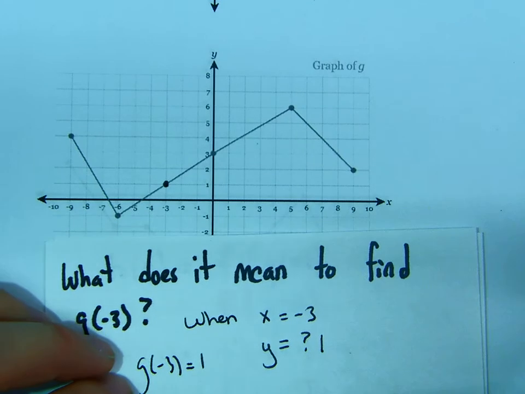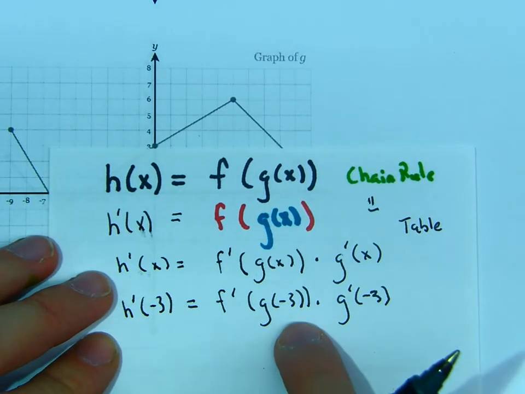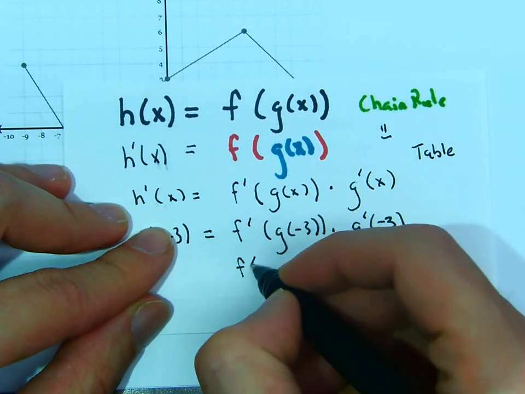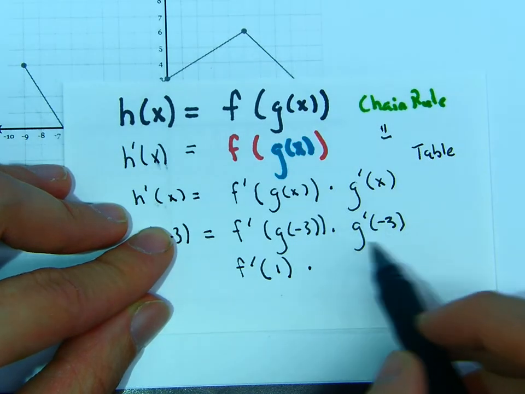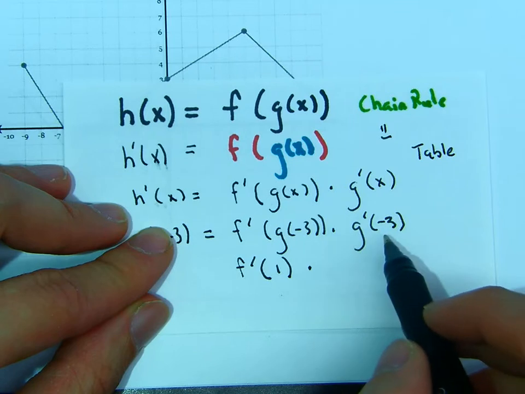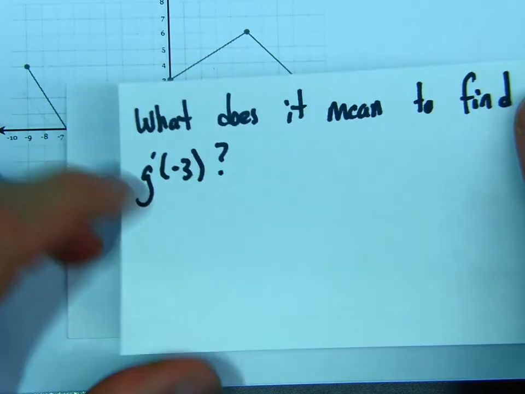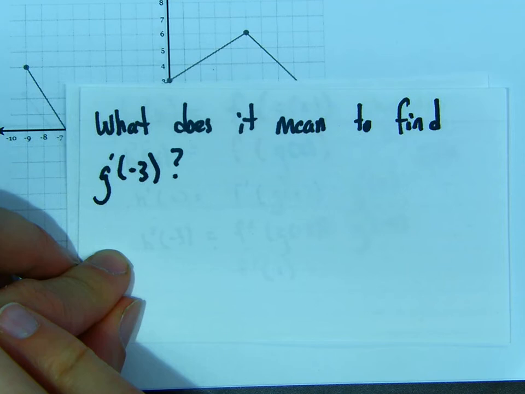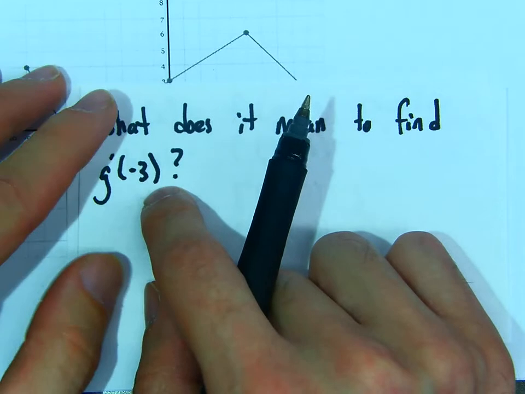So then when I go back over here, to find h prime of negative 3, I need to plug in positive 1 over here. So then I have f prime of positive 1 times, but now what do we need to do? We need to find g prime of negative 3. So let's take a look at this over here. If you want, please copy these questions into your notes or onto paper. What does it mean to find g prime of negative 3? In your own words, pause the video and think about it. What does it mean?